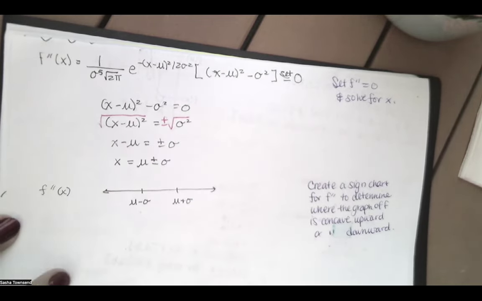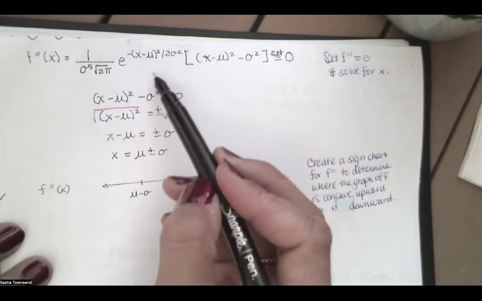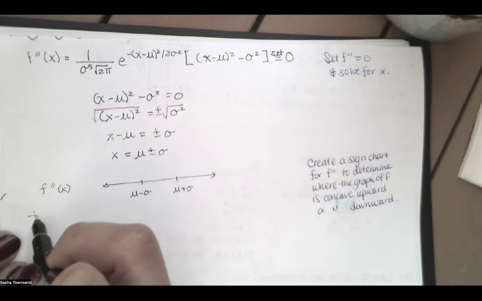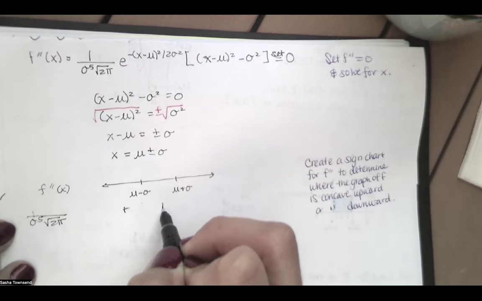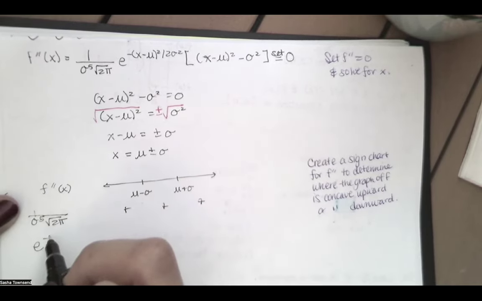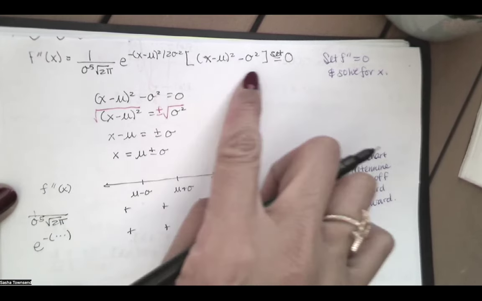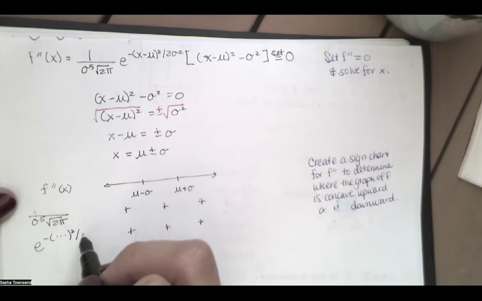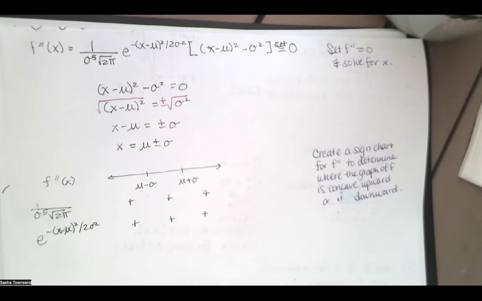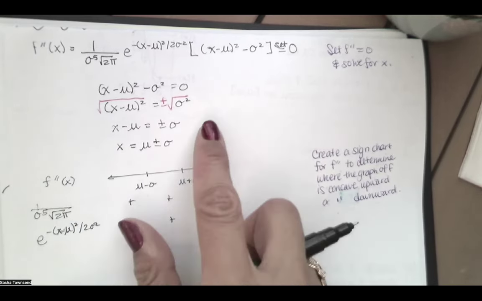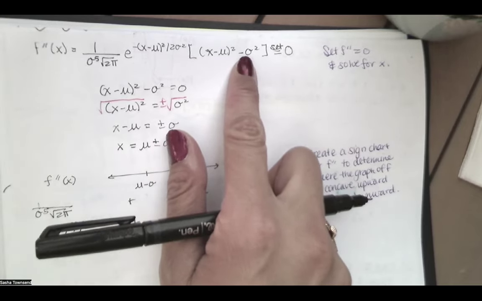Now, f double prime is this times this times this. And again, this factor and this factor are always positive. So it does not matter what x is. That's always positive, and the exponential is always positive. I'm just going to put some dots there. It's that exponent there. Maybe I shouldn't put dots there. We'll do that instead. And then we say, okay, the sign of f double prime is basically going to be determined by the sign of this factor because it's the only one that's not positive all the time. It's sometimes positive and sometimes negative.